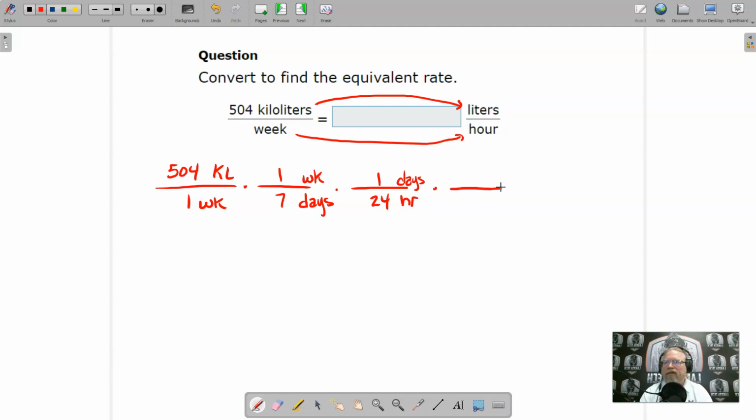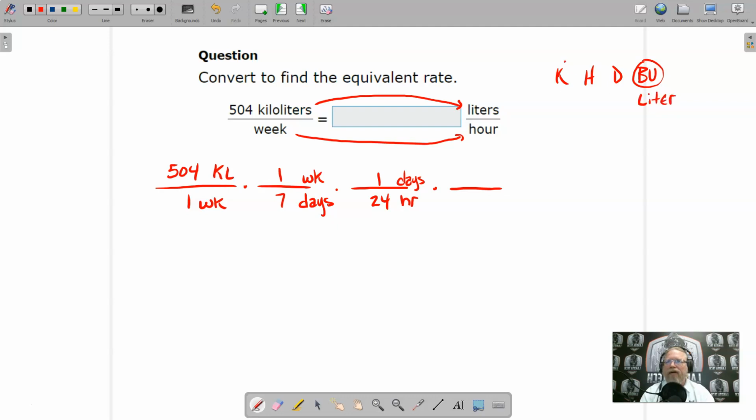Now we need a conversion factor to get us from kiloliters to liters. If you think back to that chart, kilo is up here, then there's hecto, and then there's deca, and then there is the base unit, right? The base unit here is indeed liters.